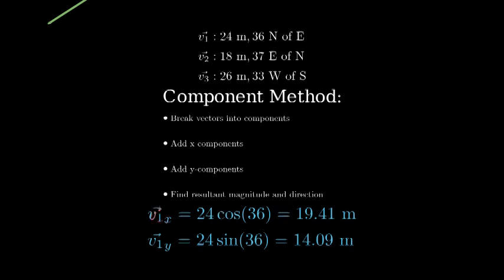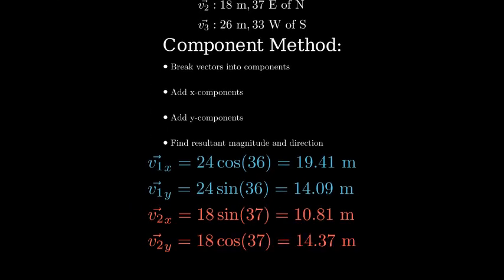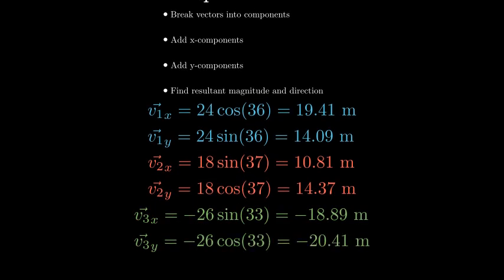For vector 2, at 37 degrees east of north, the x component is 18 times sine of 37 degrees, which is 10.81 meters. The y component is 18 times cosine of 37 degrees, which is 14.37 meters. And for vector 3, at 33 degrees west of south, the x component is negative 26 times sine of 33 degrees, which is negative 18.89 meters. The y component is negative 26 times cosine of 33 degrees, which is negative 20.41 meters.